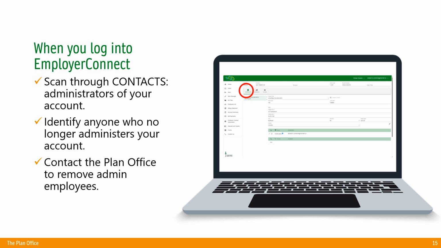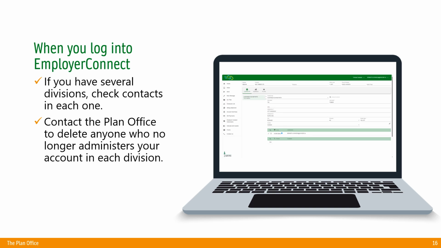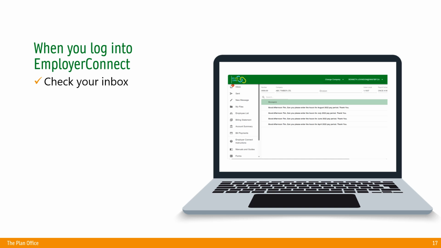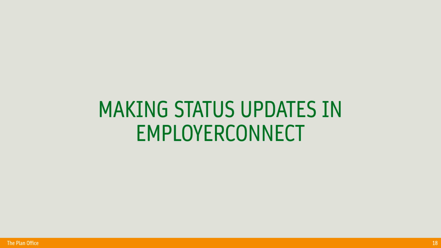You can do this by email, secure email, phone, or fax. If your company has several divisions, please check through the contact list of each one. Different companies or divisions are located at the top of your homepage. Again, contact the plan office to delete any administrators who no longer work for you. It's also good practice to regularly check your inbox. This is where you'll find messages relating to the system, plan rules, and direct correspondence from the plan office regarding your account. Our team has recently made improvements to EmployerConnect driven by feedback from our employers.